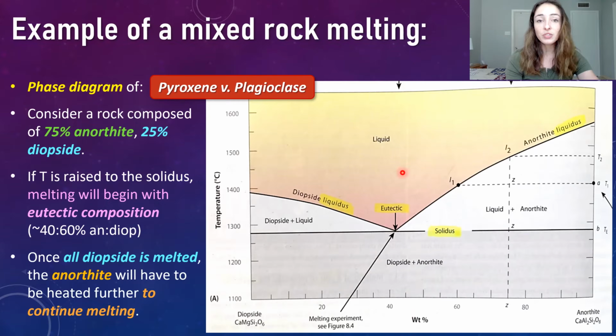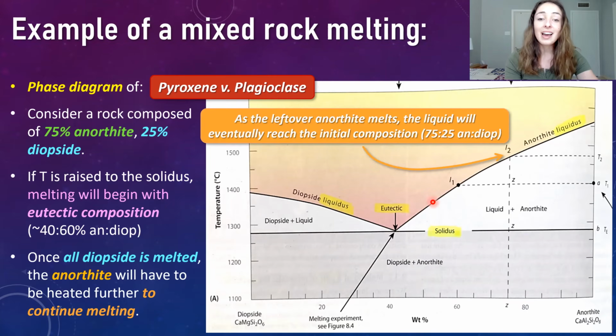And this will go on for a while until all the diopside is gone, because like we mentioned, we've only got 25% diopside in the original solid composition. So there's not that much to go before the eutectic composition melt takes all the diopside out of that solid. So once all the diopside has melted, the pure anorthite left over that hasn't melted yet will have to be heated further to continue melting.